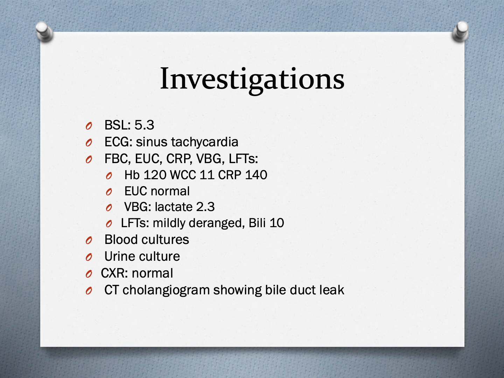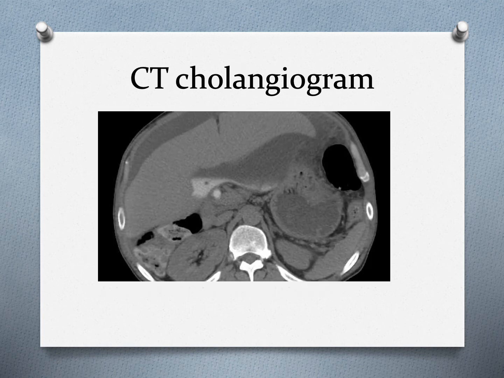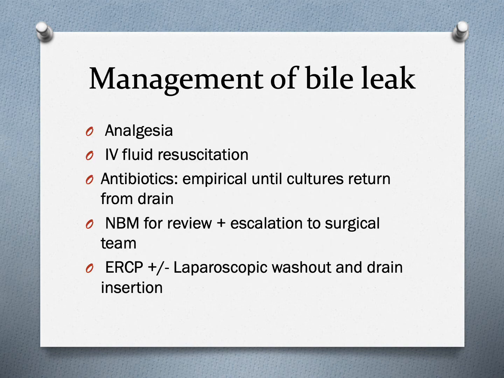You decide to do a CT cholangiogram, and it shows a bile duct leak. And I'll show you what this looks like. So I'll just show you an example of an image of a CT cholangiogram. In this particular one, you can see contrast in the biliary drainage system that's coming out into the abdomen, that's making you think that there is a defect in the biliary drainage system and a bile leak occurring, with some fluid collecting around that area too.